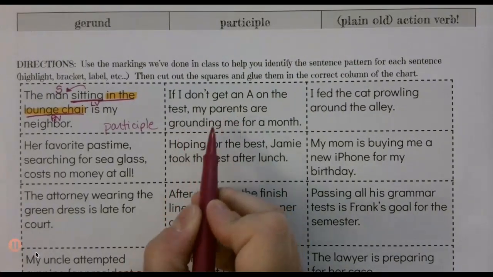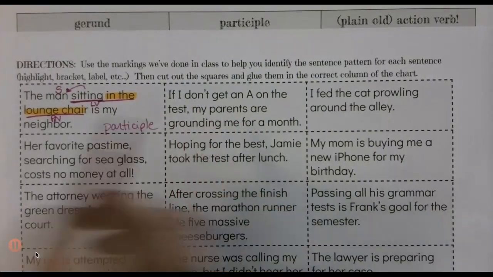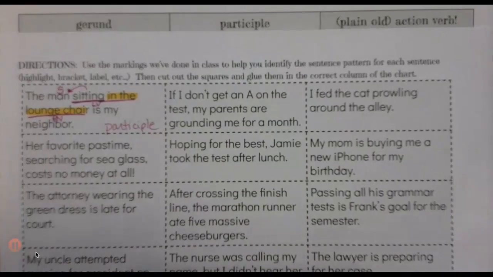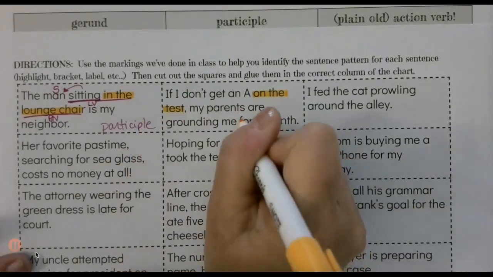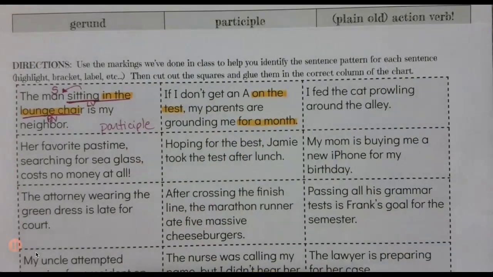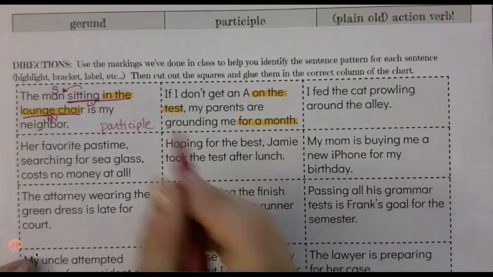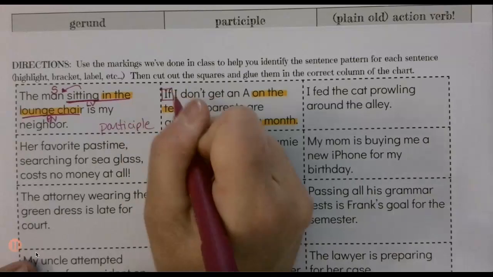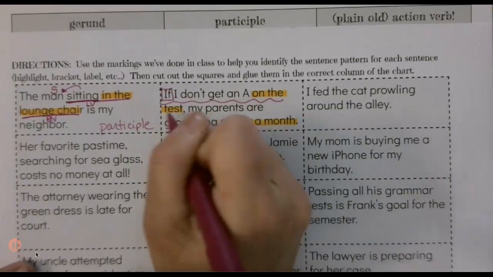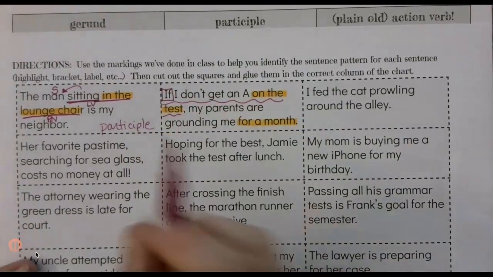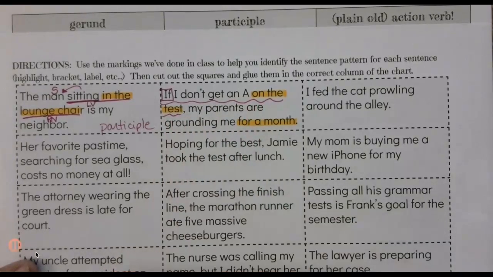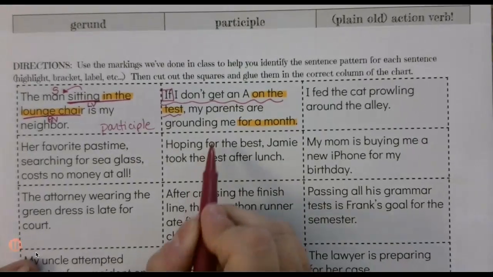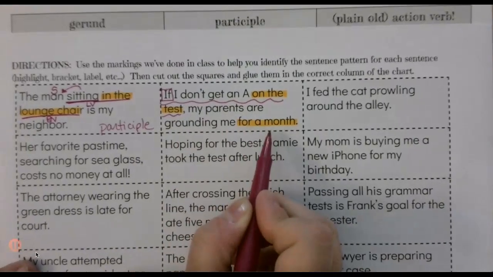If I don't get an A on the test, my parents are grounding me for a month. So I'm going to start by getting rid of phrases: on the test, for a month. And I can already tell that this has a dependent clause because it's got if. So if I don't get an A on the test is a dependent clause. And I don't see a verb that ends in ing or ed anywhere, so I'm going to ignore that part of the sentence and come over here. My parents are grounding me for a month.